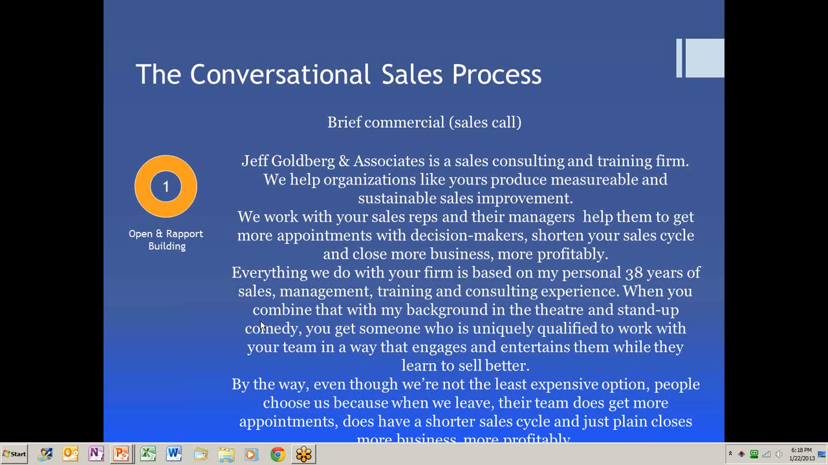By the way, even though we're not the least expensive option, people choose us because when we leave, their team does get more appointments, does have a shorter sales cycle, and just plain closes more business more profitably. Now, when I've said that, the person sitting across from me understands to a certain extent what I do. They don't understand exactly how I do it, but they have an overall idea of what I do, and I've answered their unasked question, what does your company do? I then believe I have the right to start asking questions. And that's all I wanted to do from the minute I walked in.